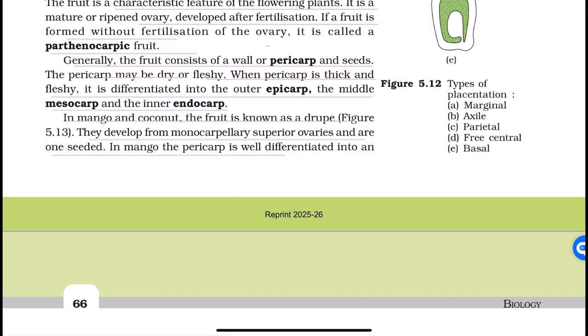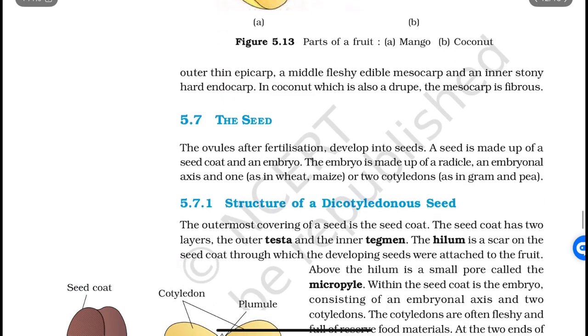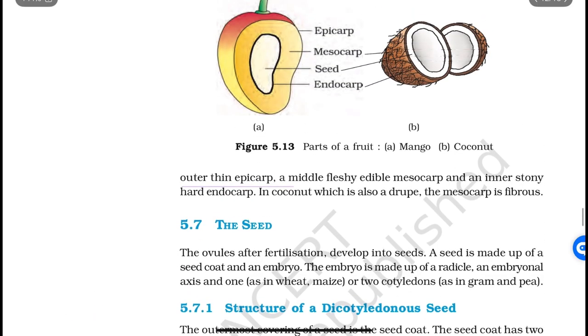In mango, the pericarp is well differentiated into an outer thin epicarp, the middle fleshy edible mesocarp, and an inner stony hard endocarp.